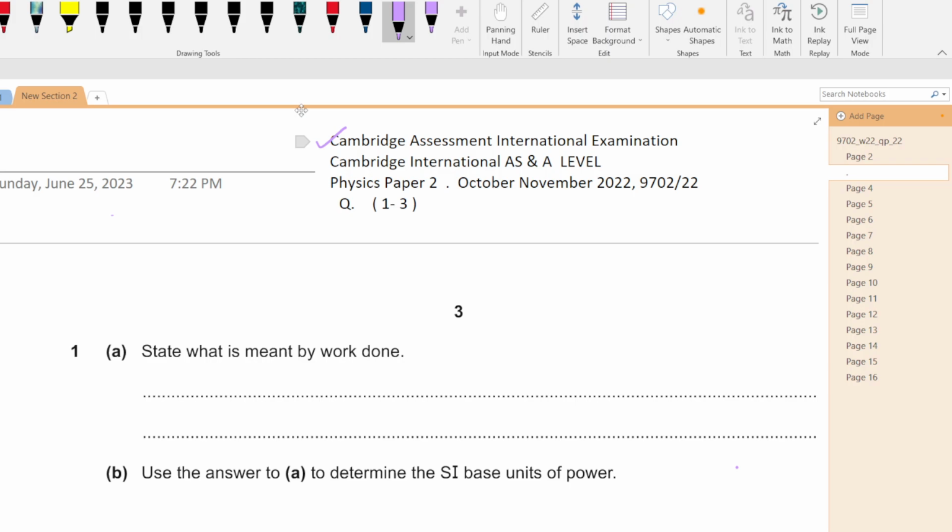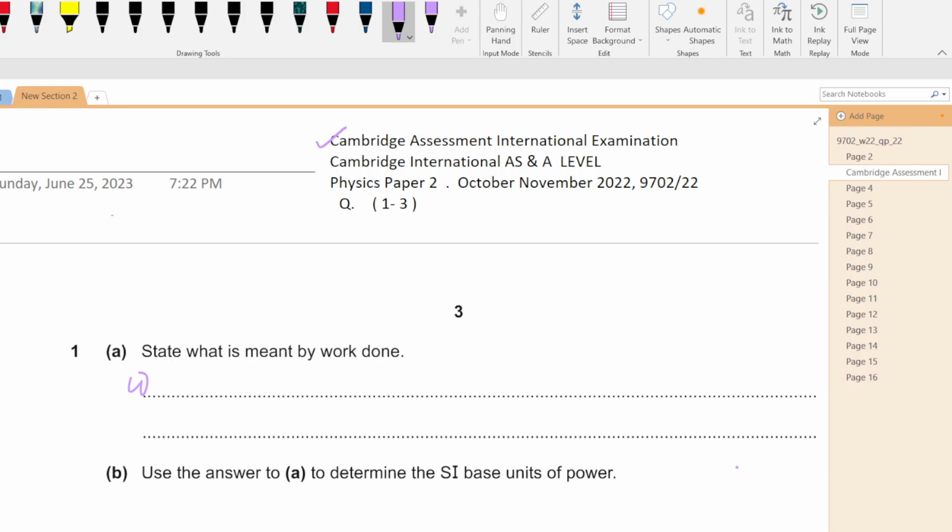A. State what is meant by work done. Work done is the product of force and displacement in the direction of the force.